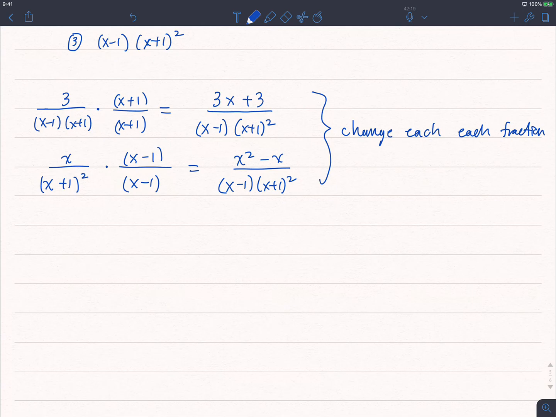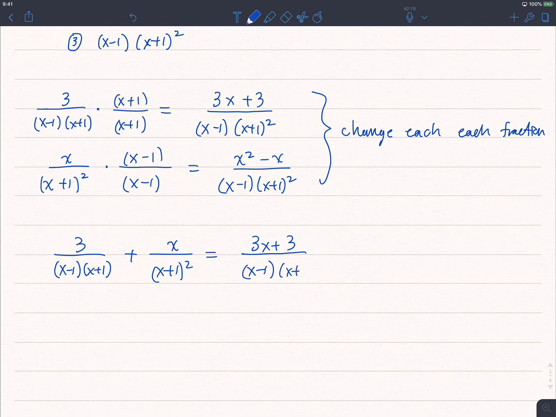So we have, finally, 3 over x minus 1 times x plus 1 plus x over x plus 1 squared, this is the original problem, equals, let's use the new version of the first fraction, and add that to the new version of the second fraction.